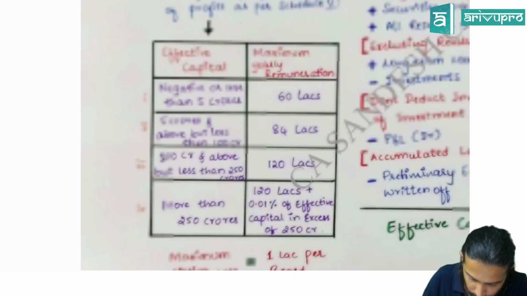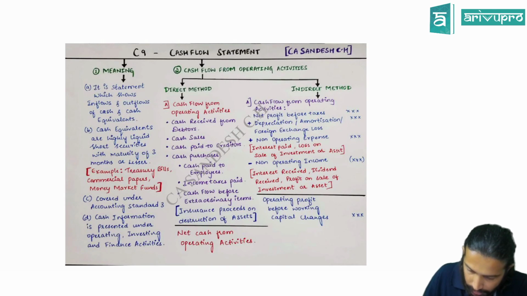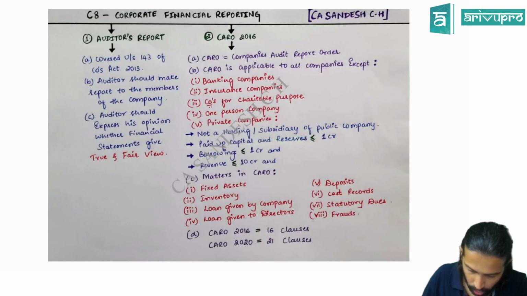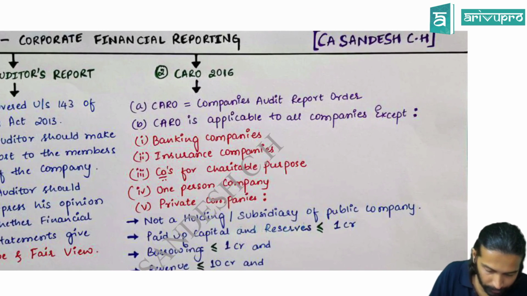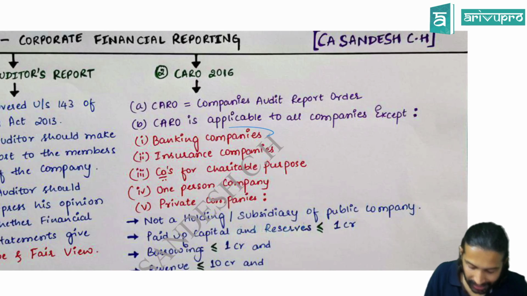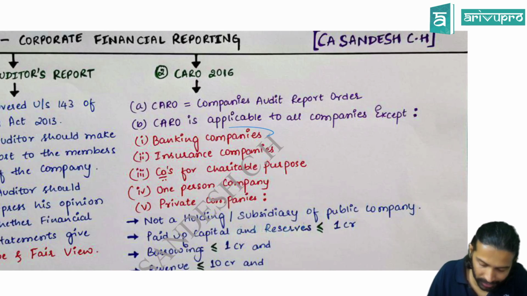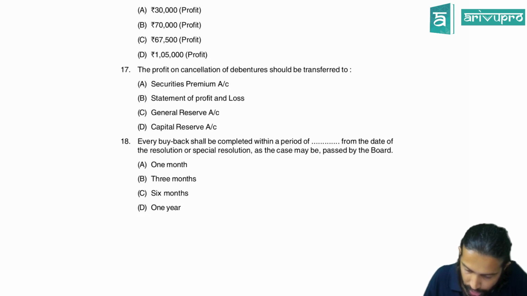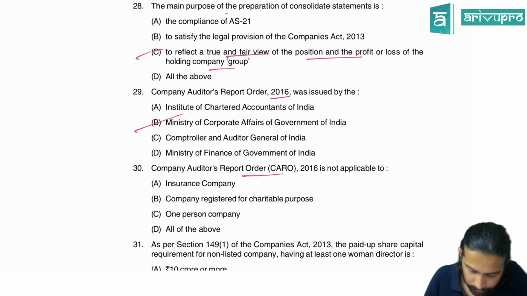Yes, I'll show you if you want, just in case you've forgotten. Where is CARO? Oh, here. CARO is not applicable for banking companies, insurance companies, companies formed for charitable purpose, one-person company, and private companies. But for private companies, there are certain conditions, and we have called out 4 conditions here. So this is what they are asking in this question. Let's read the question and see what they are trying to ask.